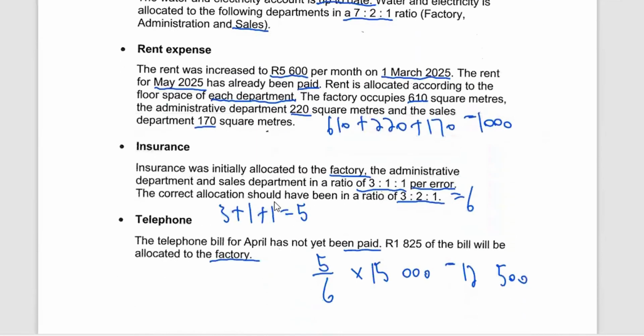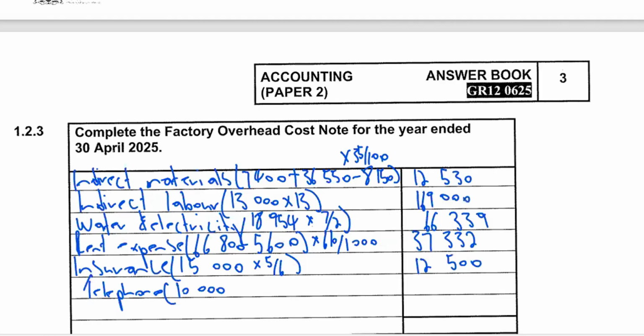It says the telephone still has to be paid. So if it's accrued, we add. We're going to add the 1,825. So 10,000 plus 1,825, we get 11,825.